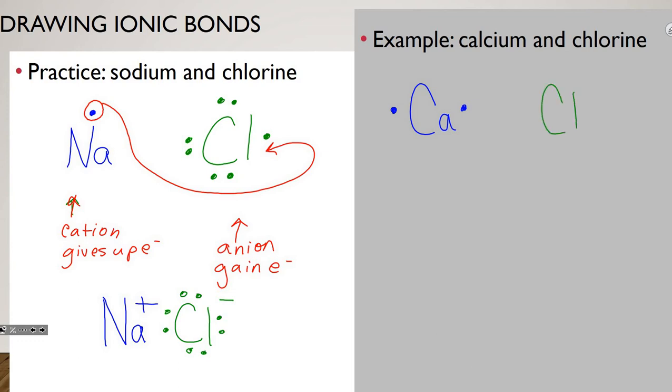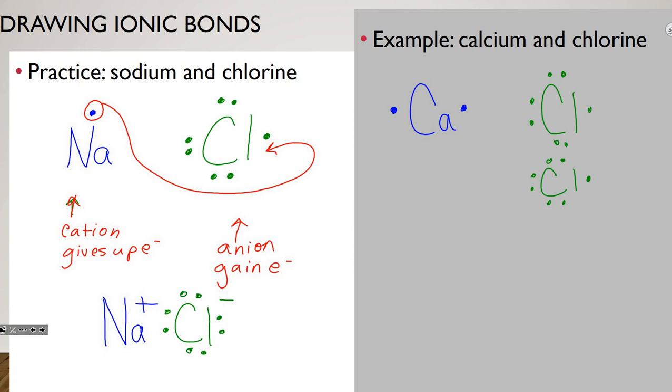Chlorine we just did over there, so we know it's 7. So I'm just going to put 7 here. Now wait a minute. Calcium has 2, but chlorine only needs 1. How can I fix this? I actually need another chlorine. So I'm going to put another chlorine here, because I need to have 2 chlorines for those other 2 electrons to go.